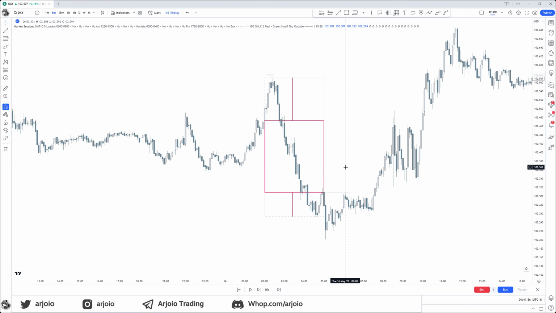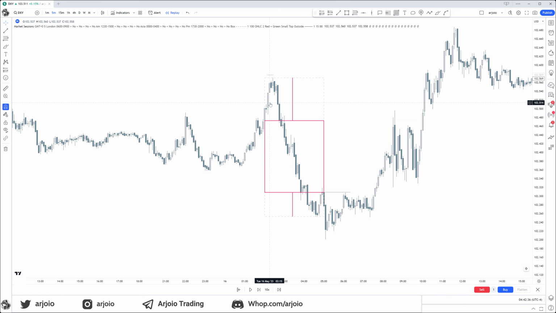Now, of course, we also want to go over power of 3 and AMD cycles: accumulation, manipulation, distribution. What is accumulation? What is manipulation? What is distribution? Accumulation happens at the opening range. Let's first go over manipulation. Manipulation is the top right here. If we are expecting a bearish candle, for example, like this, then the top, this wick, is the manipulation.